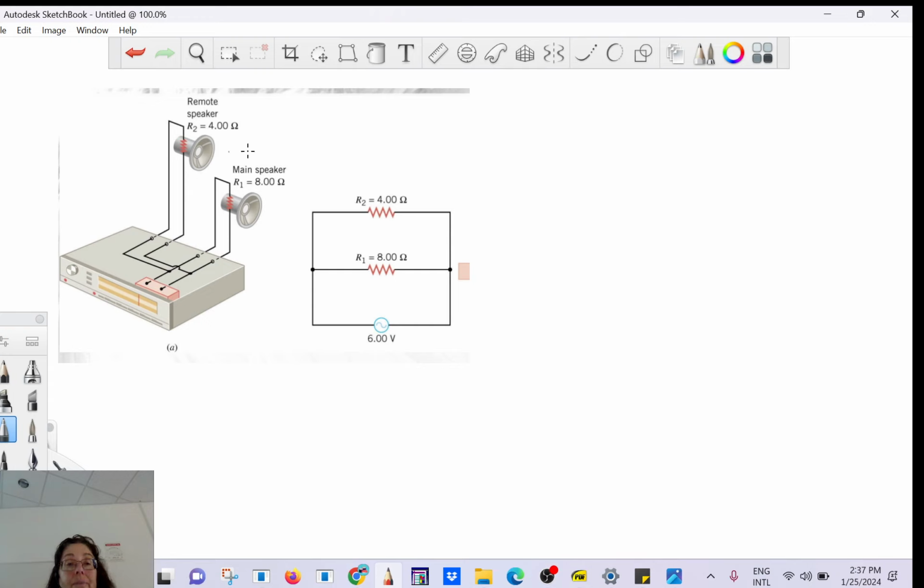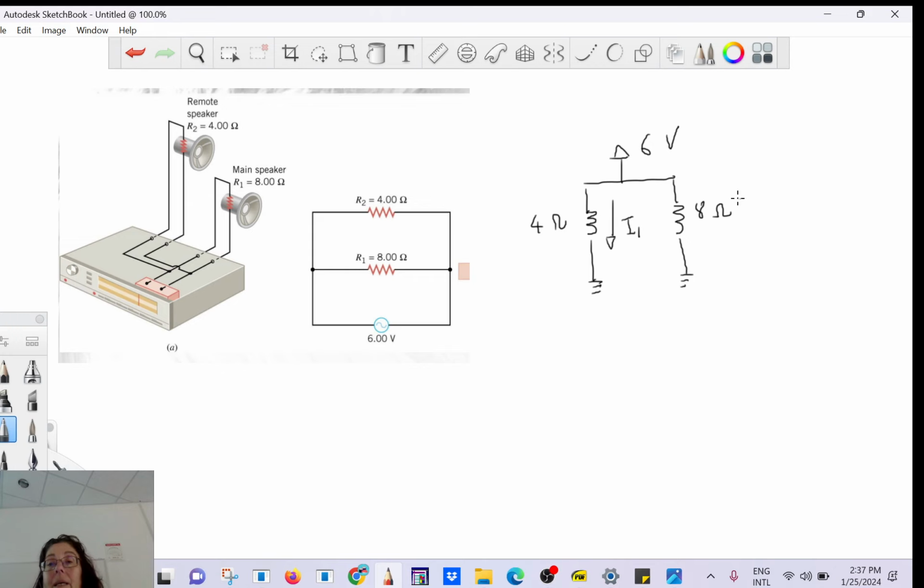So first of all, I'm gonna draw it the way I like. So 6 volt, and then I have two branches. So one branch here, boom, boom, boom, and one branch there, boom, boom, boom. And I have 4 ohms here, and I have 8 ohms here. I have I1, I'm gonna have I2.